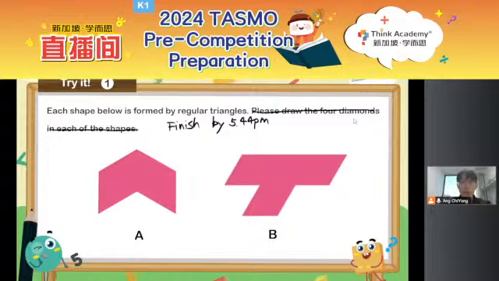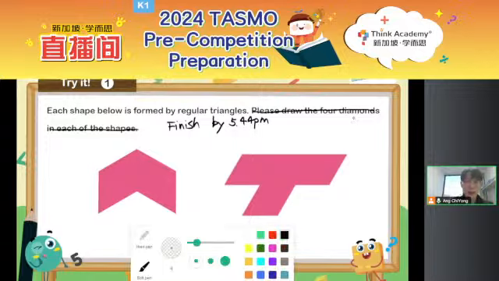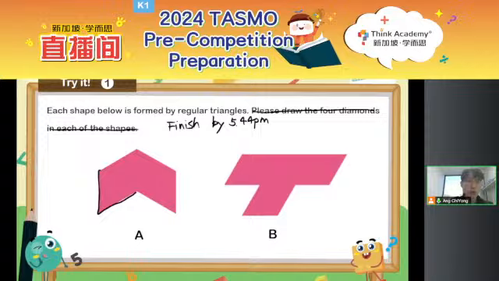Okay, it's 5:44 now. Let me review how many triangles you need for shape A. Okay, so let's start from where? Start from the corners and sides. So we have here 1, 2, and then we connect with 1 triangle. Continue 1, 2. Sorry, ugly line. 1, 2, 1, 2. Okay, how many triangles do we have? 1, 2, 3, and 4. Now this is slightly easier.